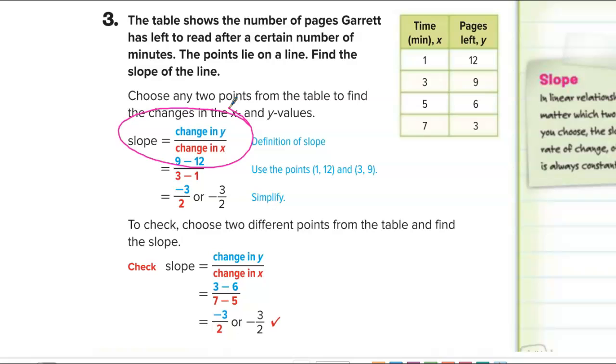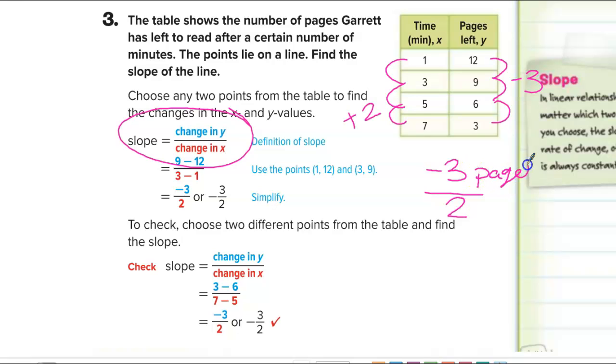If I look at my y's, do they increase or decrease? They decrease. By how many? 3. Each time. If I look at my x's, what do they do? They increase by 2. My change in y is -3, my change in x is 2, so my slope is just -3 over 2. What's my label for y's? -3 pages per 2 minutes.